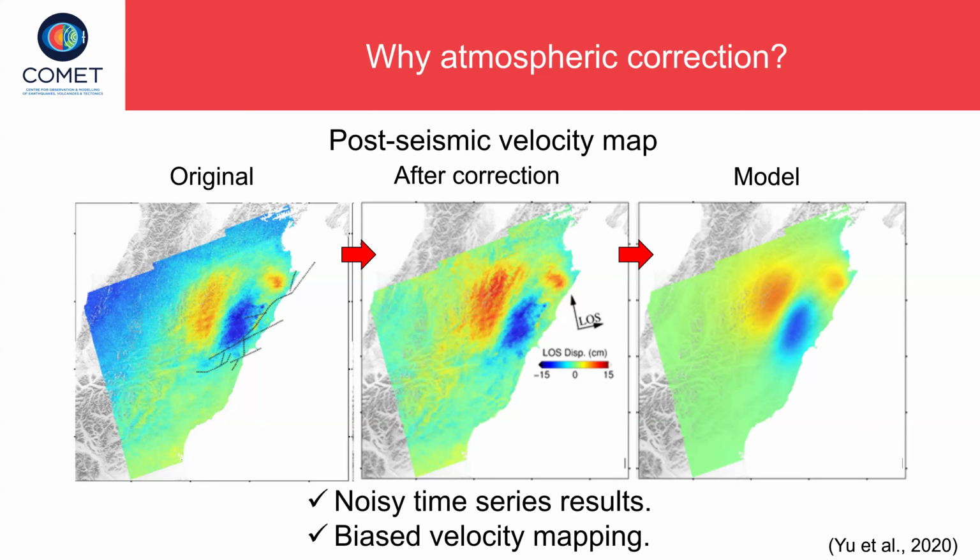Here are some examples. The first one is post-seismic velocity mapping. If you do a post-seismic study and ignore the tropospheric error, you will get this velocity map. Without atmospheric correction, you can clearly see long wavelength errors still exist on your velocity map. But after correction, you get a much cleaner velocity map, in which you can clearly see the deforming signals. And this is the model. You can clearly see much smaller residuals after correction. If you do not deal with the atmospheric error carefully, you get very noisy time series results and very biased velocity mapping. So that's one benefit.